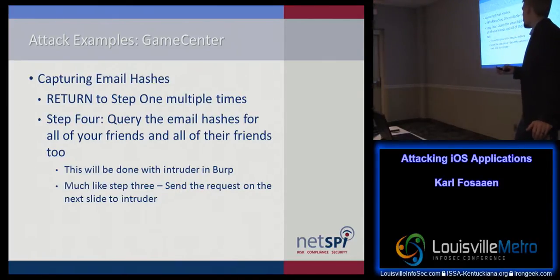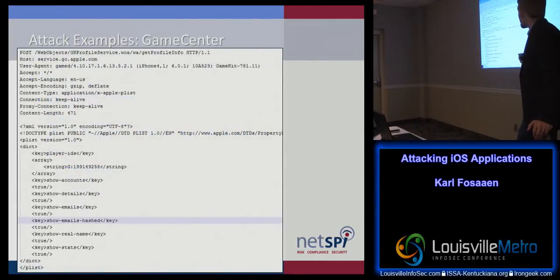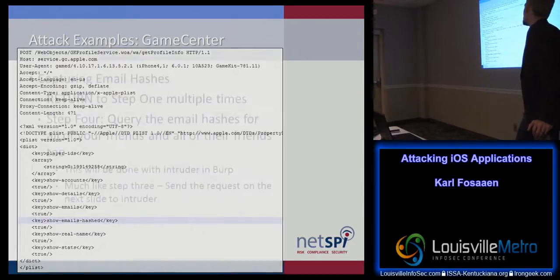You may think that's a good thing or a bad thing, but after we've got a nice big list of friends, we want to find out what their email hashes are. So there is a request right here. It says get profile info. There's some undocumented functionality in here called show emails hashed. I happened to notice it while I was going through some of the Game Center traffic. It's like, all right, show emails hashed, hashed emails. This might be actually pretty interesting.